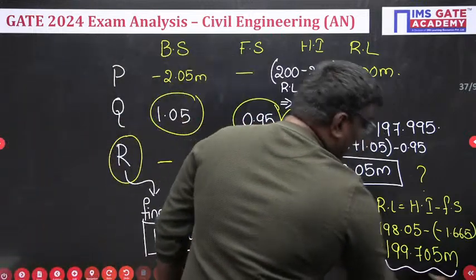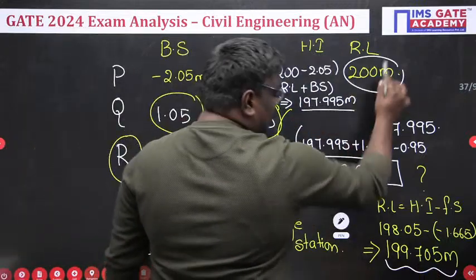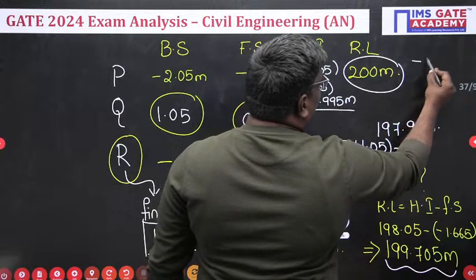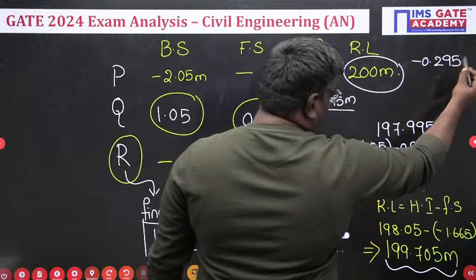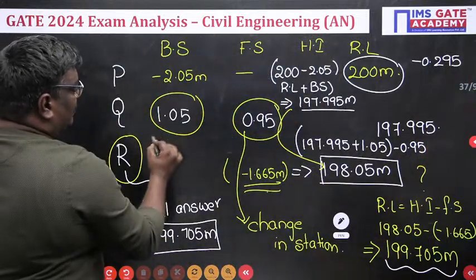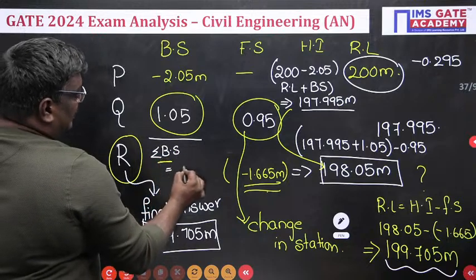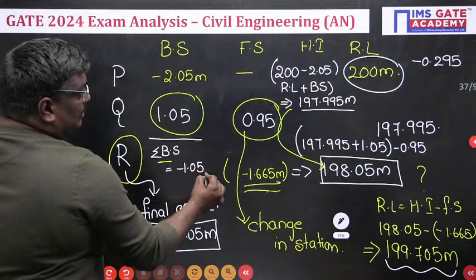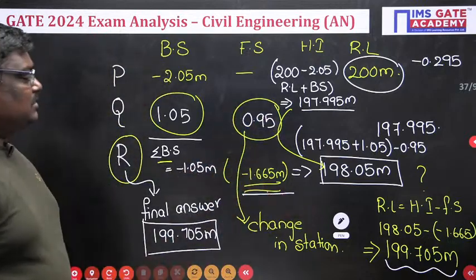See students, what is the last RL? 199.705 meter. What is the first RL? We have 200. So if you do the minus, you will get a value of minus 0.295. Similarly, sum of backsides will be how much? If you do sum of backsides, it will be minus 1.05 meter. And similarly here, sum of foresights.